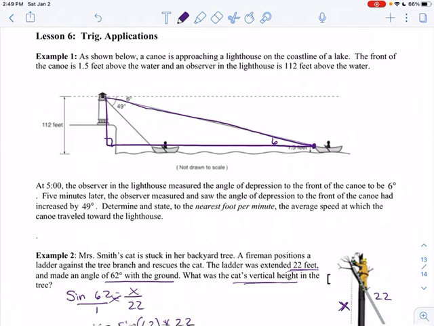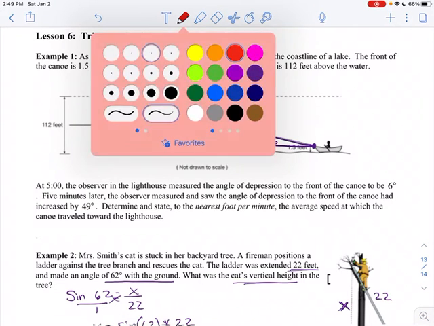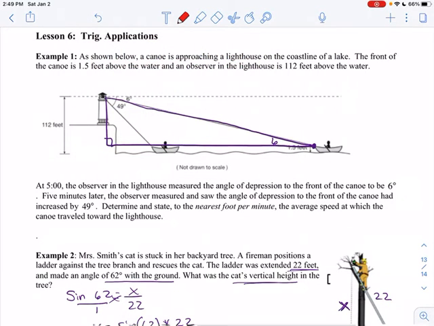And 5 minutes later, the observer measured and saw the angle of depression to the front of the canoe had increased by 49 degrees. Determine and state, to the nearest foot per minute, the average speed at which the canoe traveled towards the lighthouse. So now I'm going to have another triangle. I'll do that in red. So this was 5 minutes later. This is now my triangle in red. Sorry, that's a little messy.